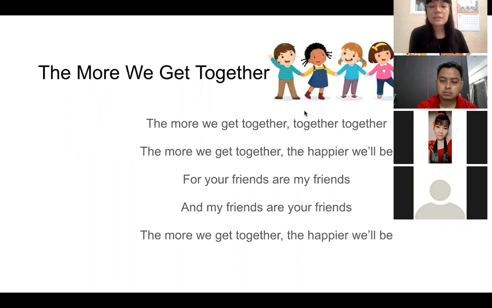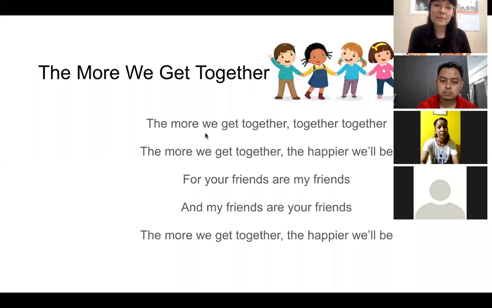And then we would start with the song. So this is an example of a song. It's a very popular one. And it's fun because you can use sign language too.